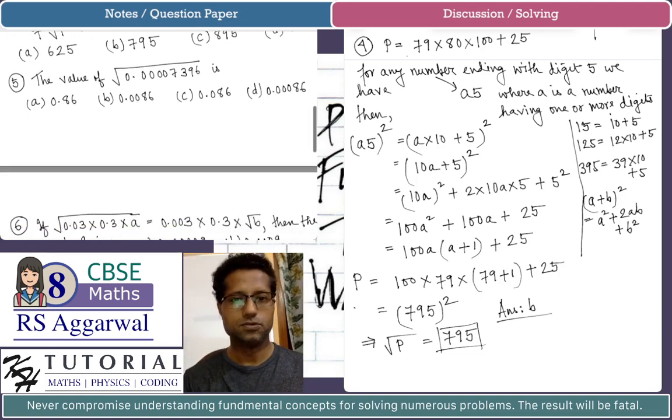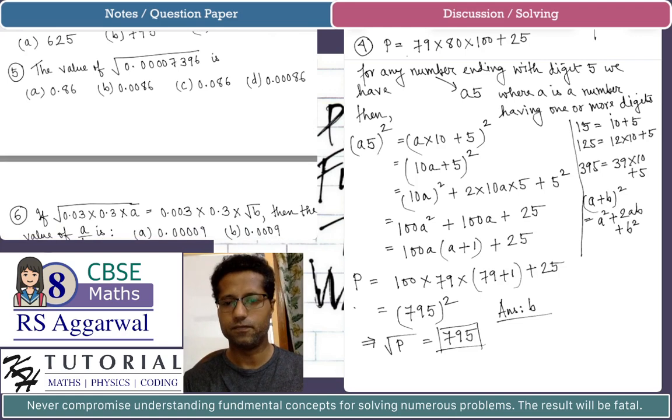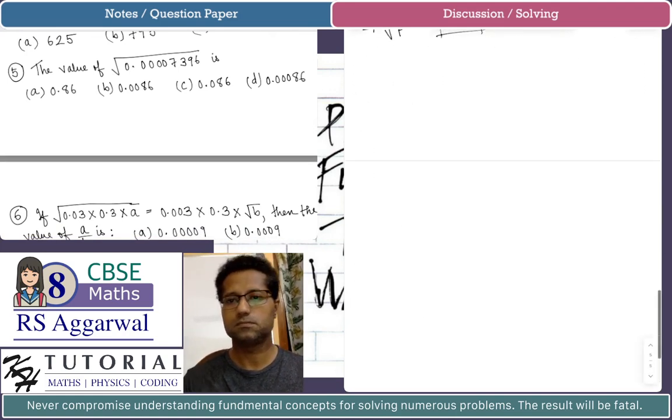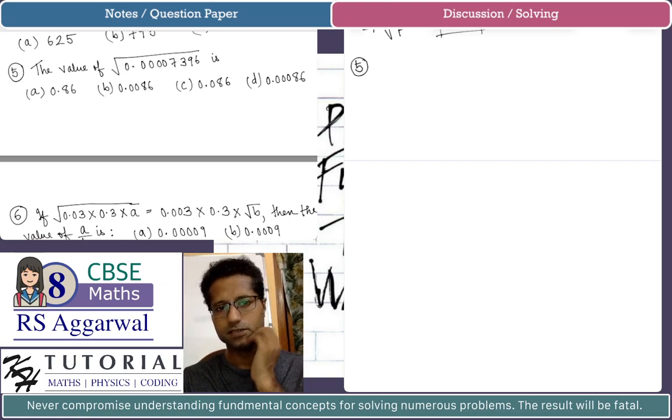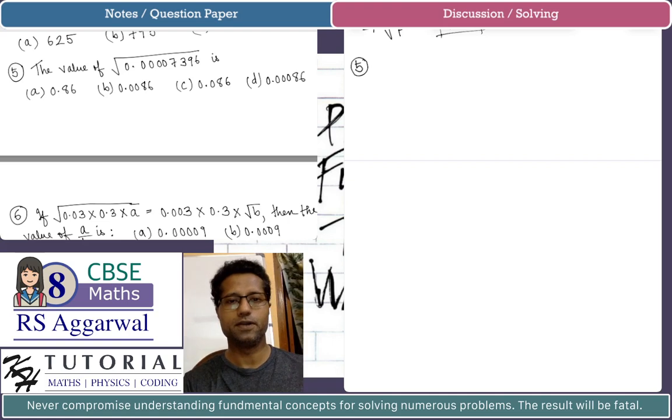Okay. Let's do problem number 5. The value of the square root of, okay, so we have to find the square root of the given decimal number.